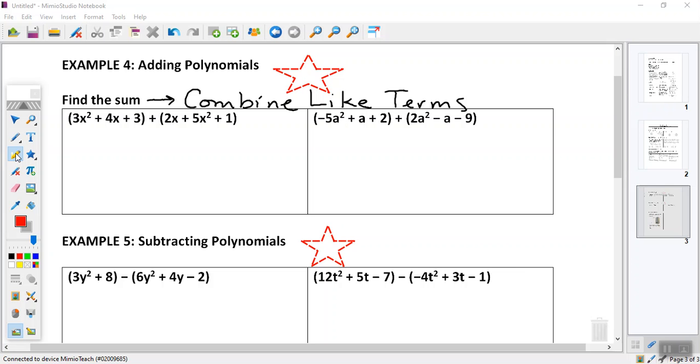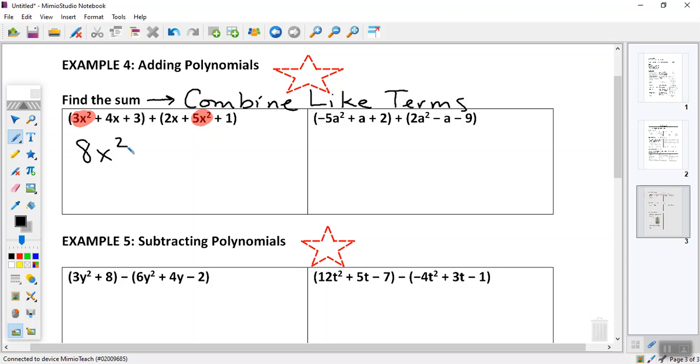Guys, I always look at this right here and I ask myself, I'm going to take 3x squared plus 4x plus 3 plus 2x plus 5x squared plus 1. And when I do this, I ask myself, first of all, what's the highest degree in each part that we're going to add together? Does this highest degree of x squared match one over here? So the 3x squared would match my 5x squared. Both are positive, so when I'm adding together, 3x squared plus 5x squared would combine to what, kids?